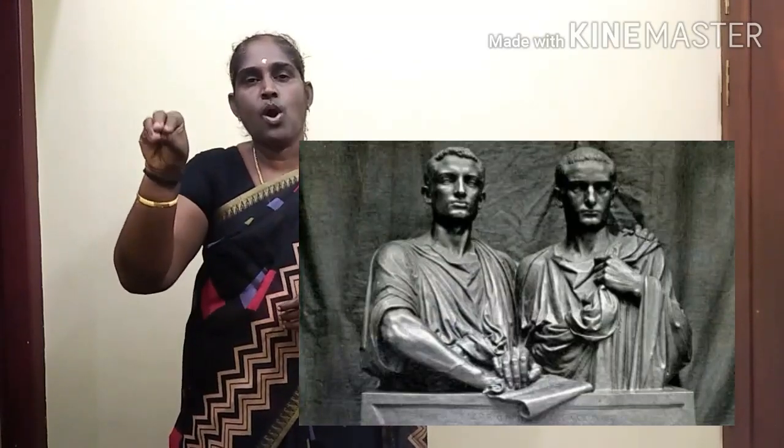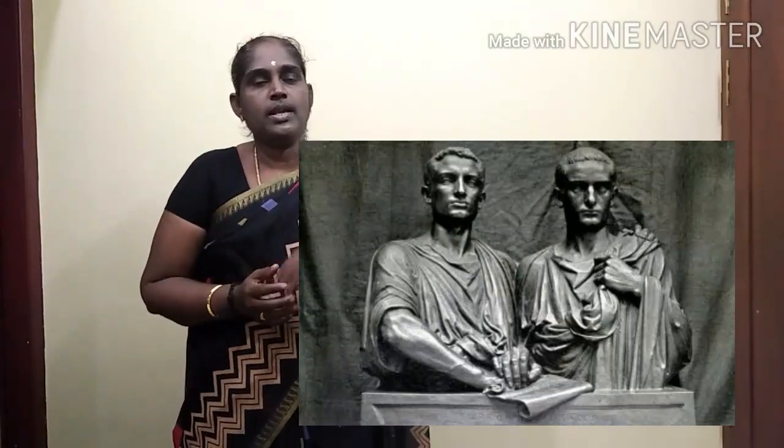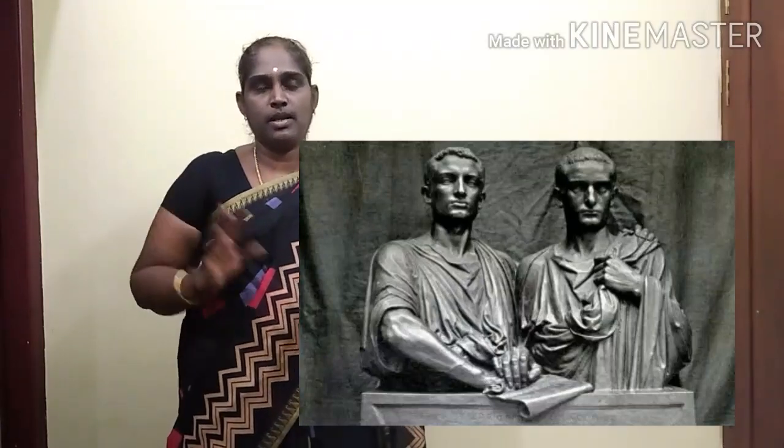And the martyrdom of these Gracchus brothers played an important role in the transformation of this Roman Republic into Roman Empire. So after the death of these Gracchus brothers, Roman Republic was changed into Roman Empire. Next one is a transfer of power from consuls to emperor.